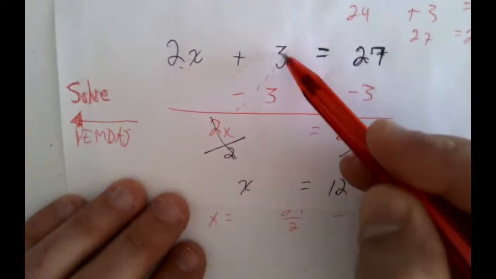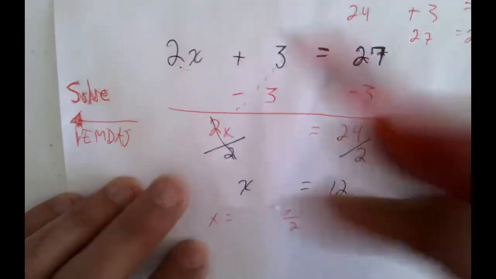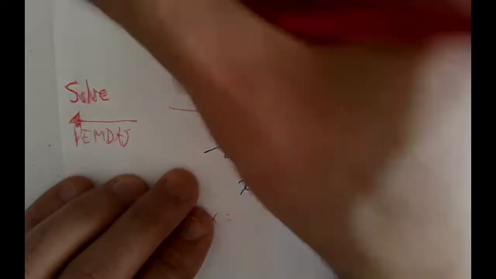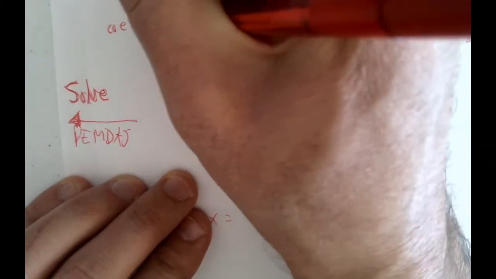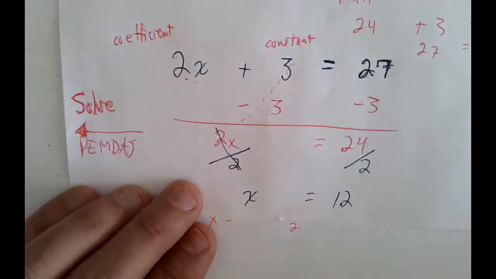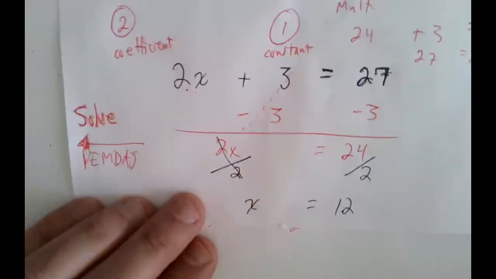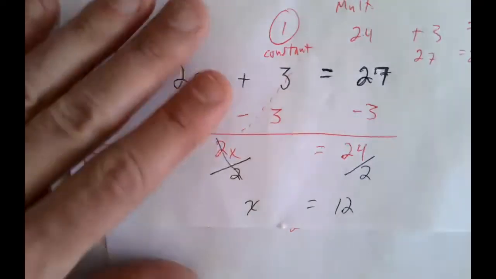We're going to get rid of the constant, which is the number that's added or subtracted. Then we're going to get rid of the coefficient. So we can call this a constant. Again, it's just a number by itself. And then a coefficient is a number that is attached to a variable by either multiplication or division. So we're going to do the constant first, then we'll get rid of the coefficient. That means you're going to add or subtract first, then we're going to multiply or divide. Let's see how that plays out in these examples.